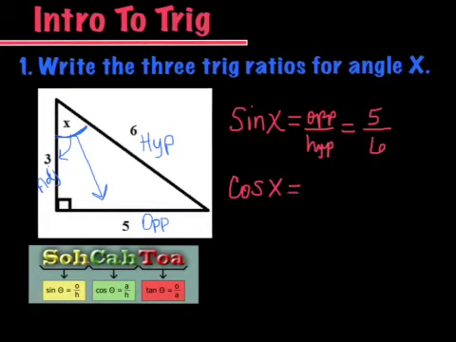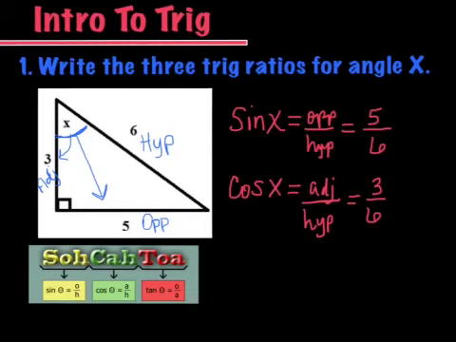Cosine is A stands for adjacent over hypotenuse. So adjacent over hypotenuse. Well, we labeled the adjacent side here, so this is 3, and the hypotenuse is 6. So adjacent is 3, and hypotenuse is 6. Okay, I'm not going to worry about reducing that right now.